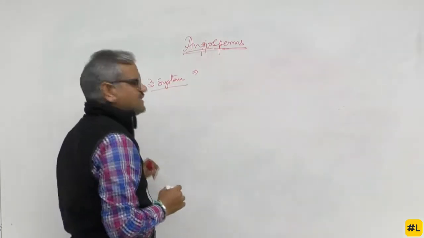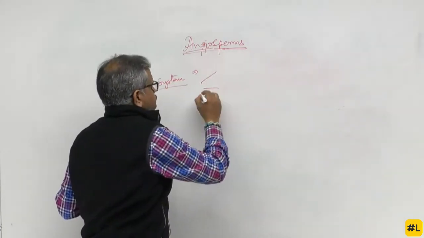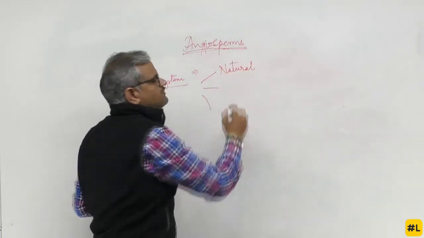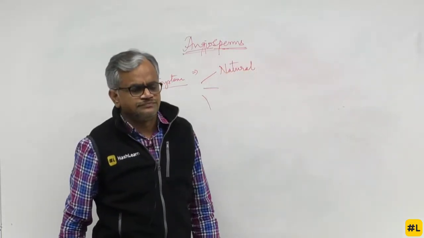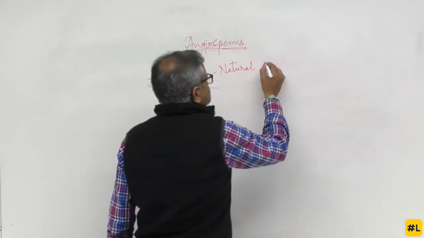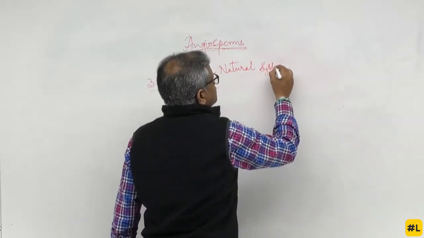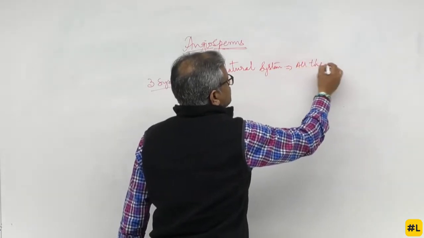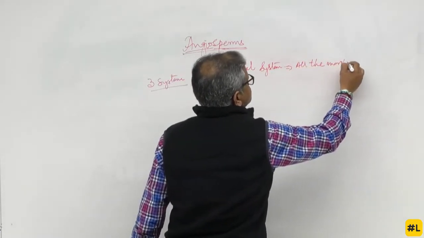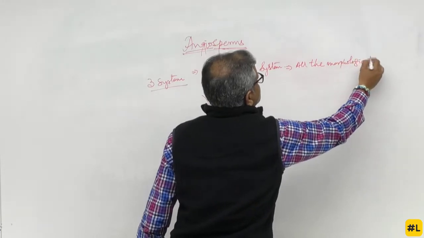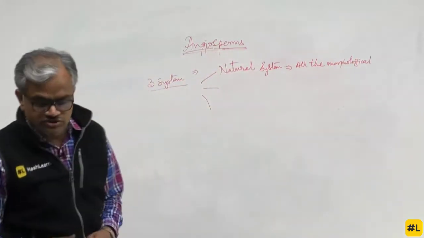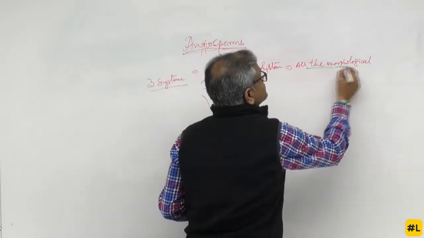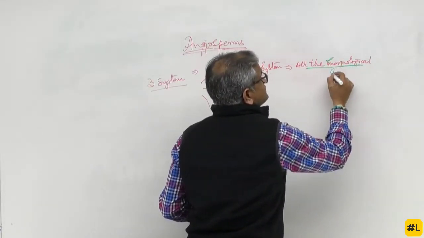When I say three systems of classification, certain things are like the natural system of classification. When you say, sir, natural system, what does it mean? When all the morphological features are taken care of. Morphological means all the features which are visible by the naked eye, external appearance.